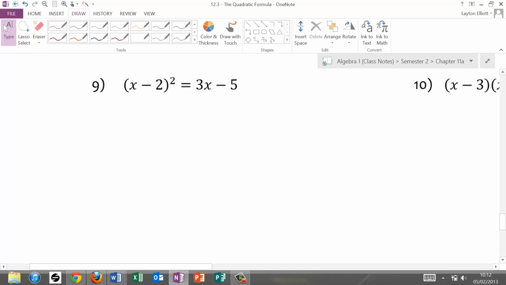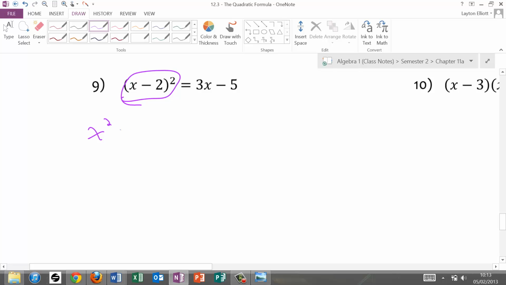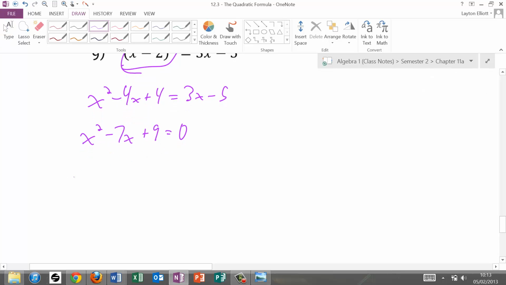Next problem. Okay, so this one I actually need to simplify first by squaring this. Don't kill puppies. Square the binomial correctly. Remember this image. Don't kill the puppies. x squared minus 4x plus 4 equals 3x minus 5. Subtract to get x squared minus 7x plus 9 equals 0. And then let's do the quadratic formula. a equals 1, b equals negative 7, c is equal to 9.